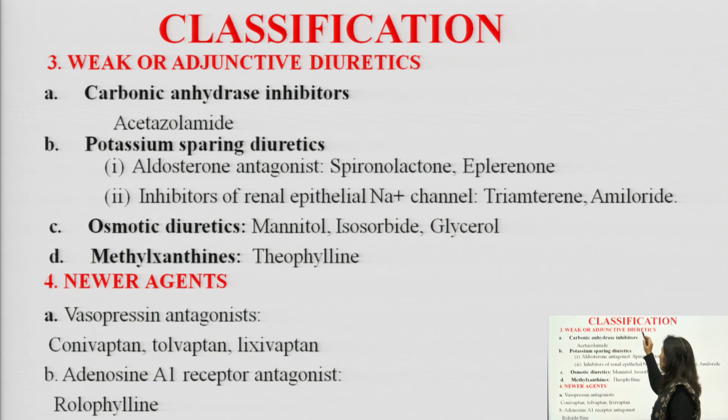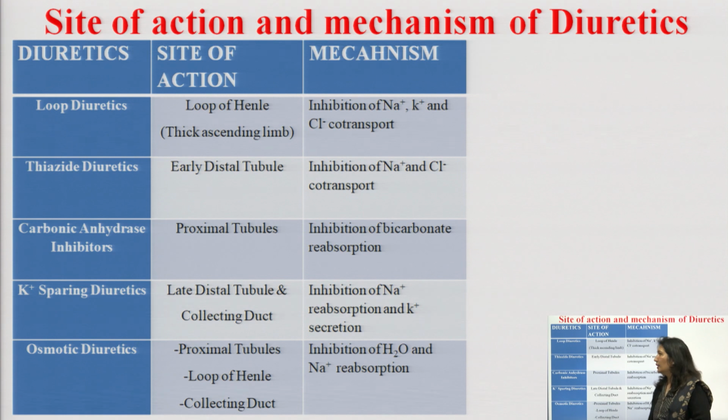Weak or adjunctive diuretics are the carbonic anhydrase inhibitors, acetazolamide; potassium sparing diuretics, such as the aldosterone antagonist spironolactone, which is the most important; inhibitors of the renal epithelial sodium channel, triamterene and amiloride; the osmotic diuretic mannitol; the methylxanthine theophylline; and a few newer agents, vasopressin antagonists and A1 receptor antagonists. This table summarizes their site of action and mechanism.